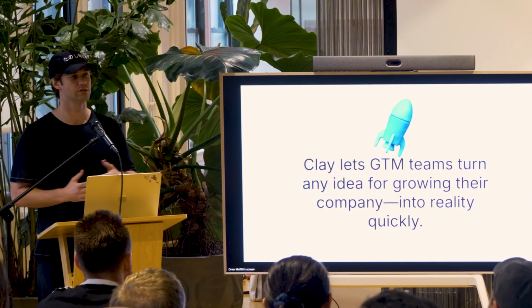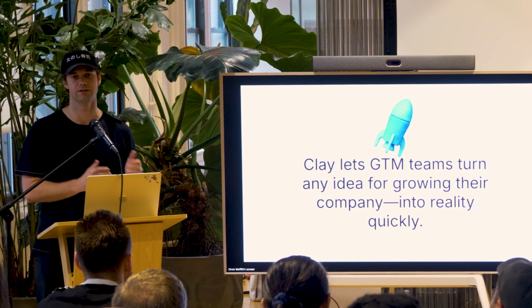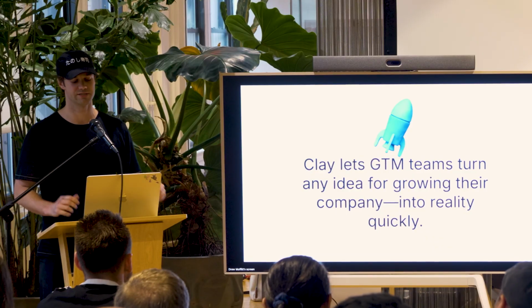We're eyeing that. Okay, so we figured out that everything went well. How do we make it go better? So Clay lets go-to-market teams turn any idea for growing a company into reality quickly. Basically, we're a tool to let you research companies and leads and do outbound to them at scale. Kind of like an AI-powered spreadsheet. So basically, a spreadsheet where you can add enrichments about companies or people from 100+ data providers or our AI web research agent.